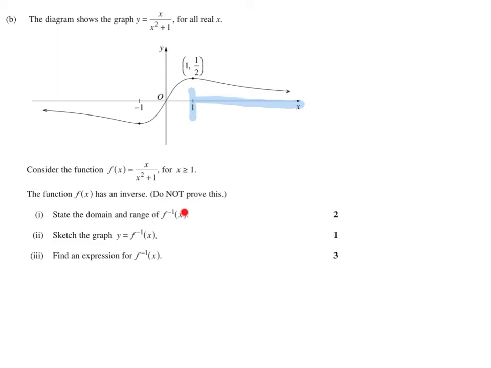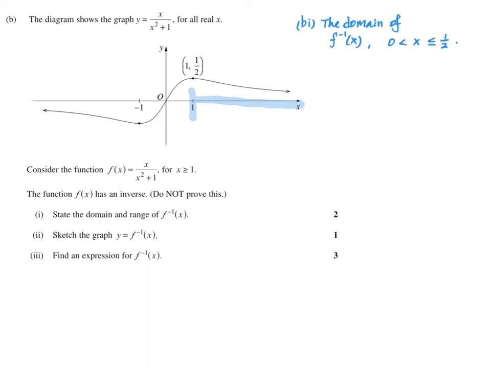function of function x. Domain means what can go into this inverse function. So starting from 1 onward, what can go into the inverse function? Let's look at the y, right? For x equal to 1, the value of y equal to 1 over 2. For x greater than 1, the value of y decreases.